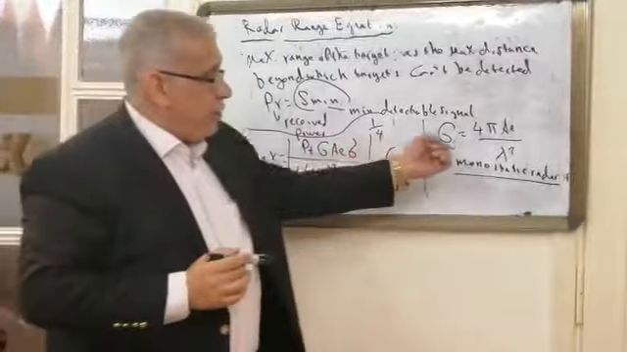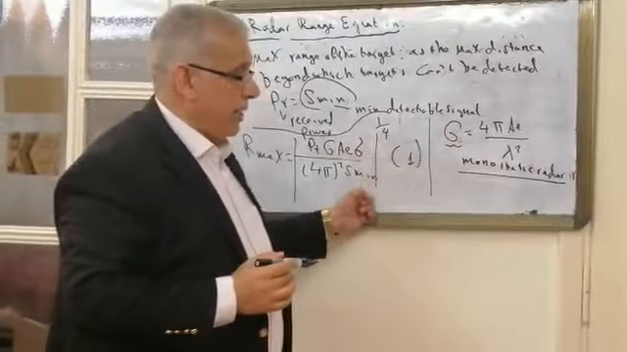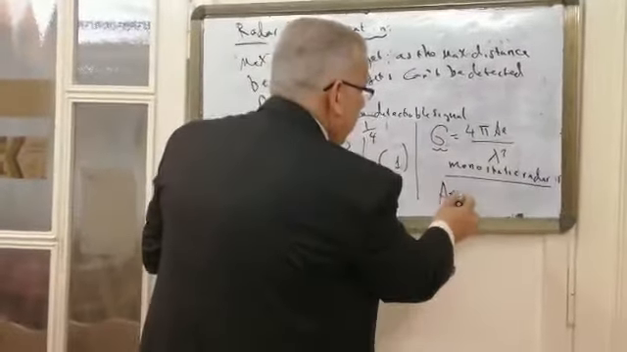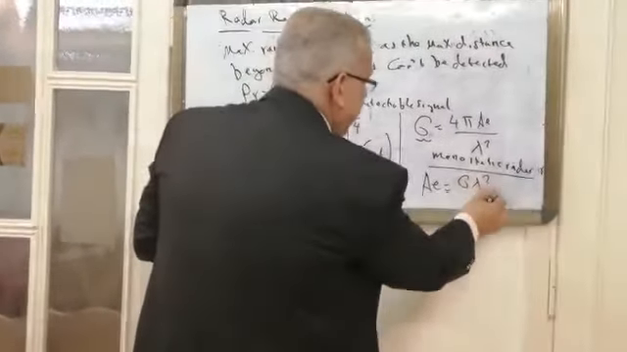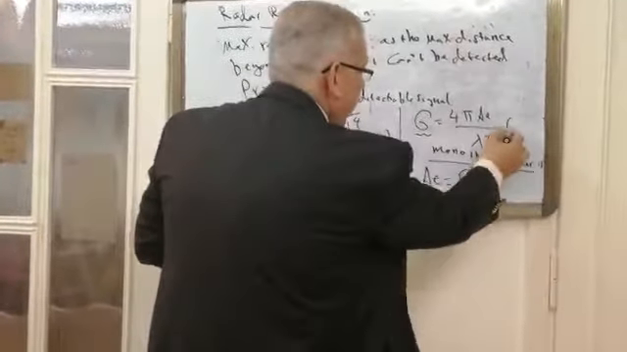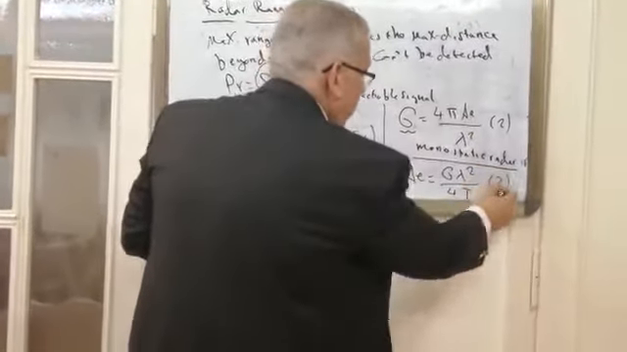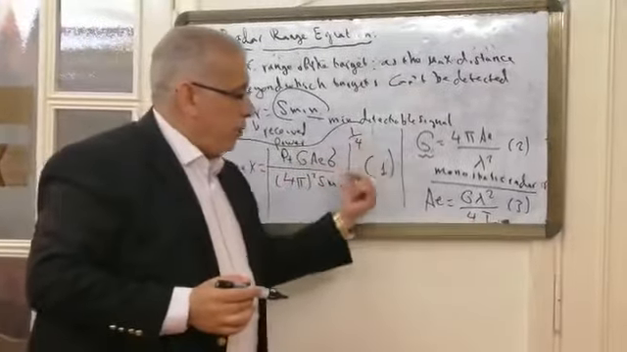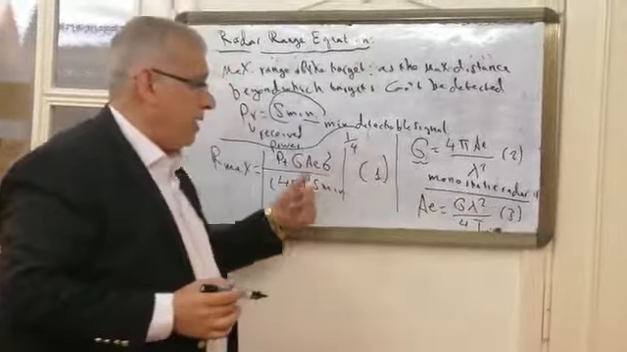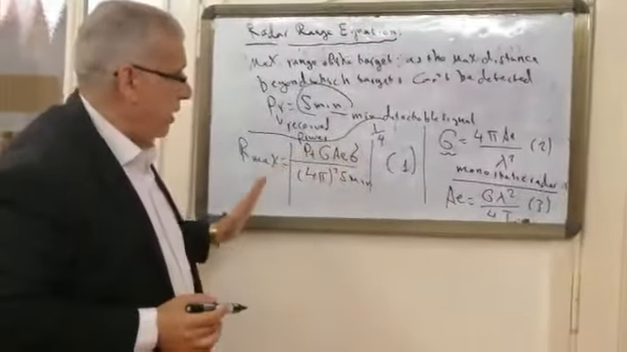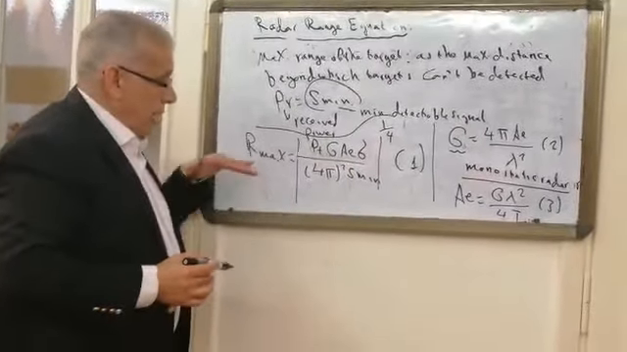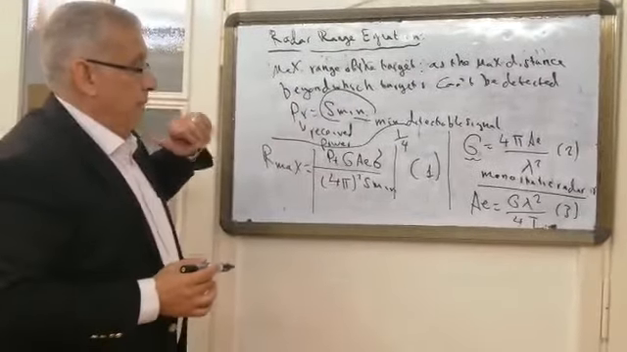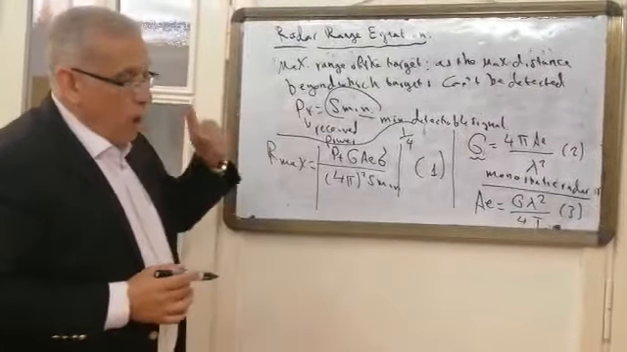So by replacing G by this value in this equation, we can get another formula, or by replacing AE equals G multiplied by lambda squared divided by 4 pi. This will be the second, and this will be the third. So by plugging 2 in 1, we will get another form of this equation, and by plugging 3 in this one, we can get another form of the maximum radar range. This formula is considered to be the fundamental one, but it doesn't take into account all other considerations.